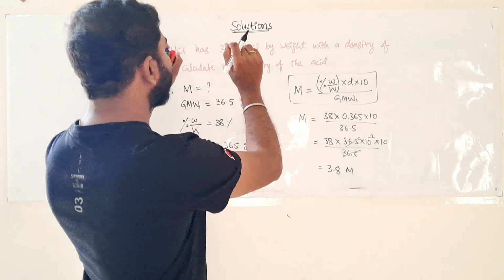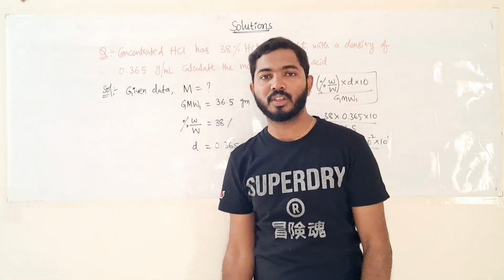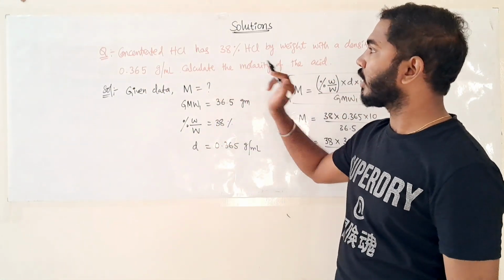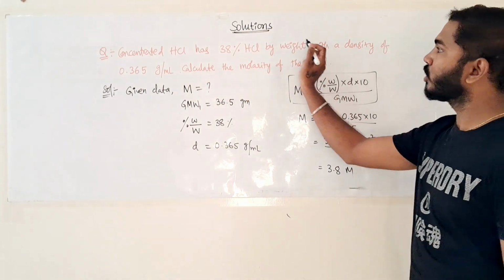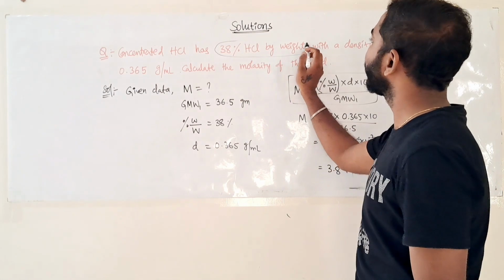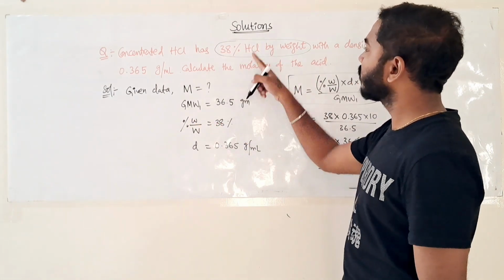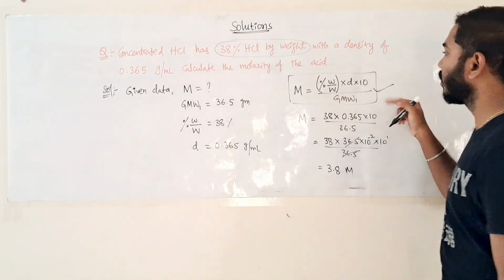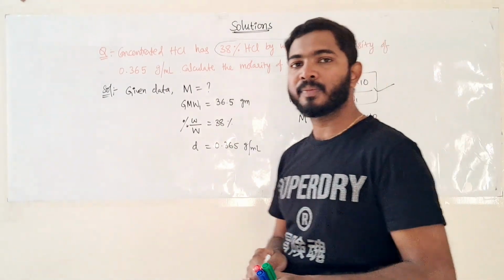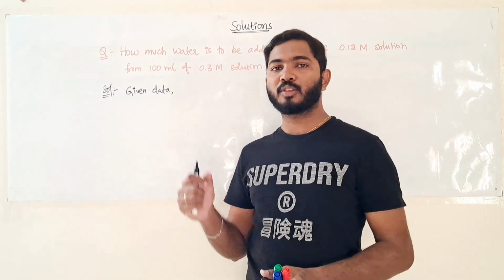This question is one of the JEE questions, so please try to understand. Concentrated HCl has 38% HCl by weight, which they have indirectly given as weight percentage is 38%, and density is given, and molarity they are asking. So this is the relevant equation we need to use. Hope it is clear. Let's see the next question.